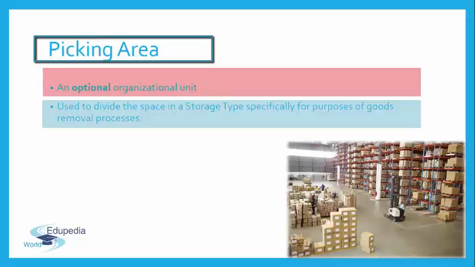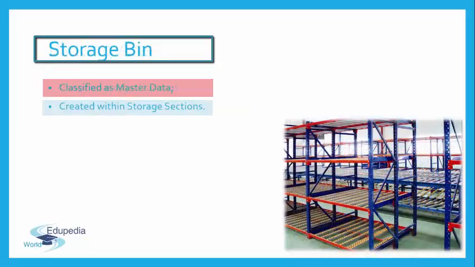And the next organizational level in our warehouse management organization structure is the storage bin. Now, the storage bin differs from all the other organizational units that we've been looking at in the sense that the warehouse number, storage type, and storage section are all defined in customizing. These are back-end definitions. This is what we do at the back end for warehouse management. But the storage bins are classified as master data, meaning this can be done in the front end. And these storage bins are created within storage sections.